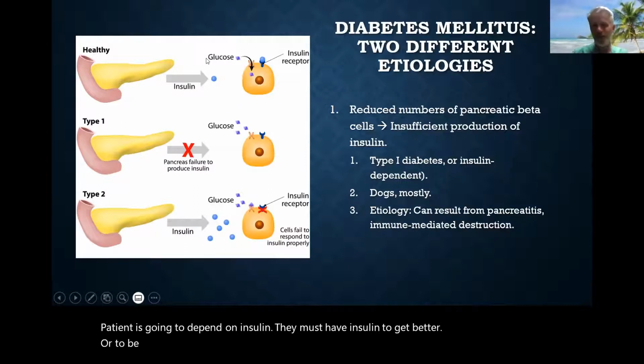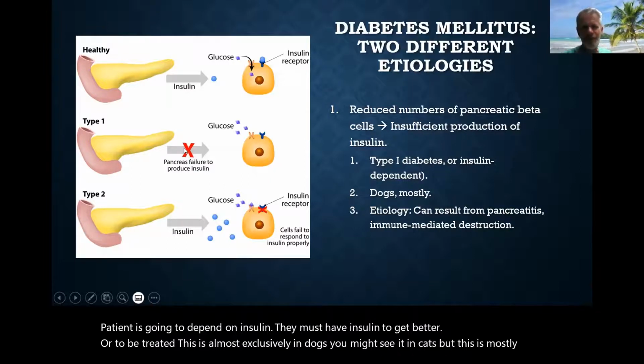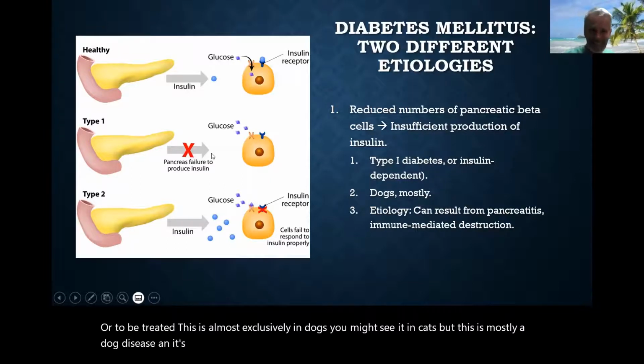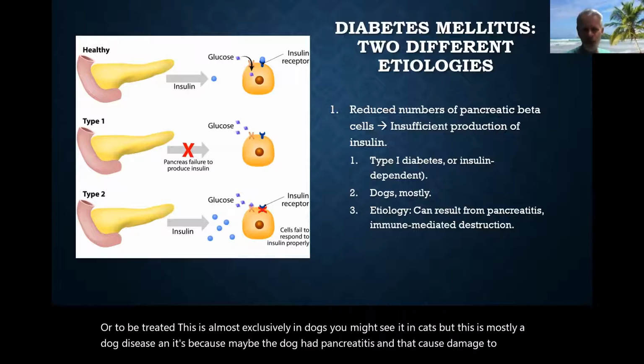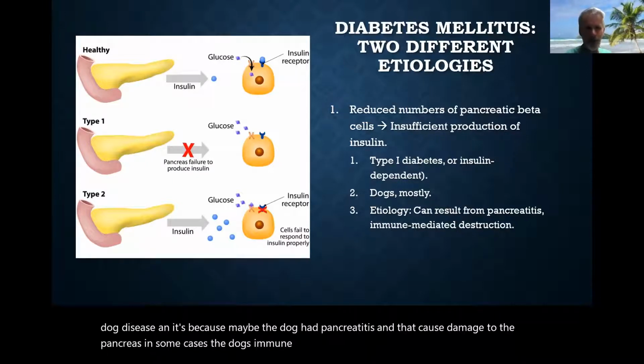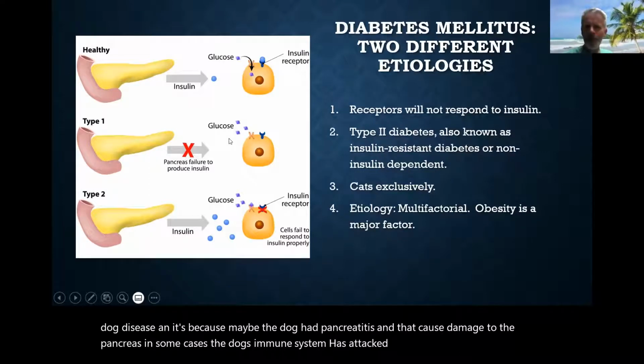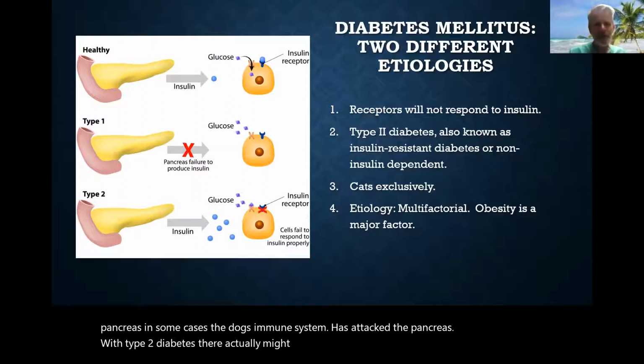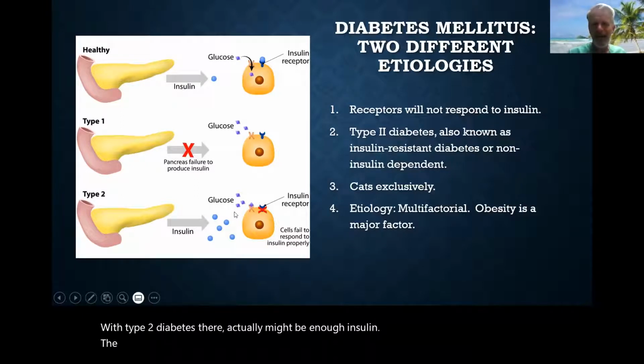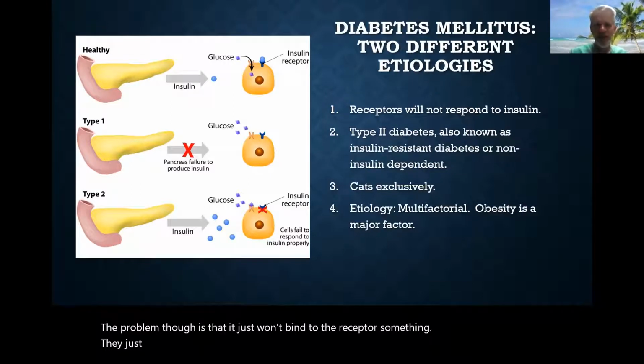This is almost exclusively in dogs. You might see it in cats, but this is mostly a dog disease. And it's because maybe the dog had pancreatitis and that caused damage to the pancreas. In some cases, the dog's immune system has attacked the pancreas. With type 2 diabetes, there actually might be enough insulin. The problem, though, is that it just won't bind to the receptor. It's like the key won't fit in the lock. So this is called insulin-resistant diabetes.